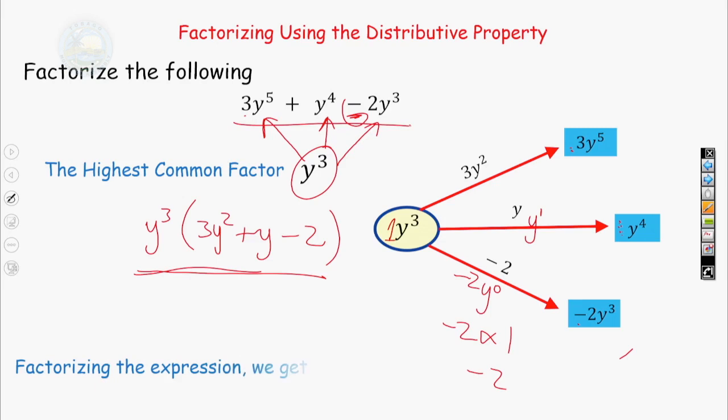Right, so here, factorizing the expression, we get y cubed. Again, we're utilizing brackets once we are using the distributive property. It is y cubed, not y3, y cubed, brackets, 3y squared plus y minus 2. And we have factorized it utilizing the distributive property. It can be further factorized. We shall show you in a later video.